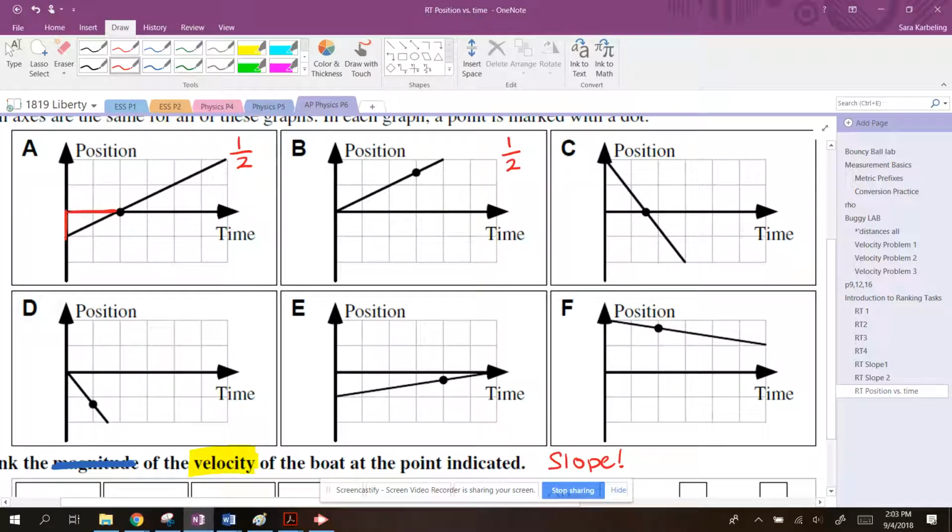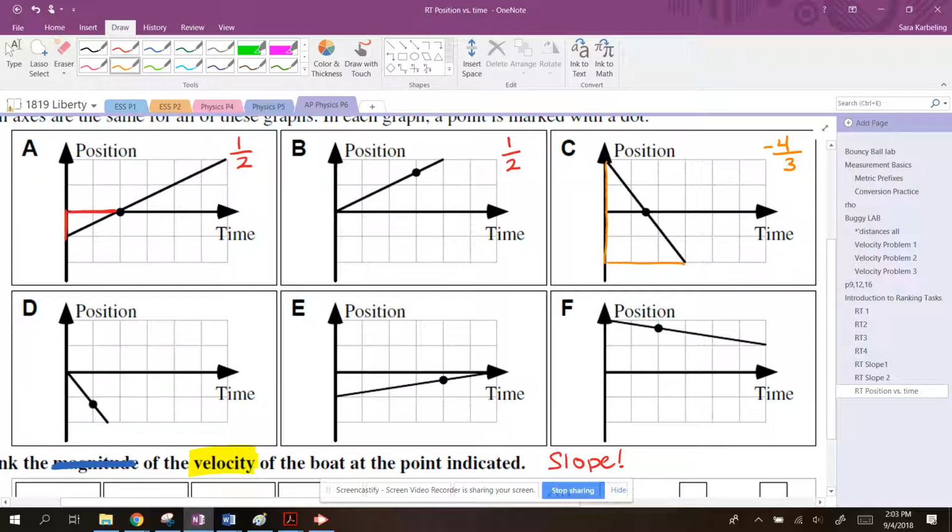How about C? What do you do? Tell me about the slope. Is it positive or is it negative? Negative. It's negative. It's going down, right? So let's count it. We're going to go down 1, 2. That's not very even. So let's keep going. 3, 4. If we go down 4, we have to go over 3. So the slope is negative 4/3.